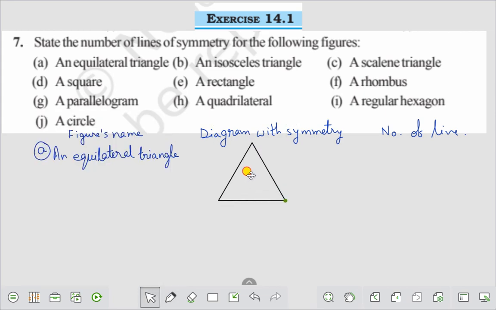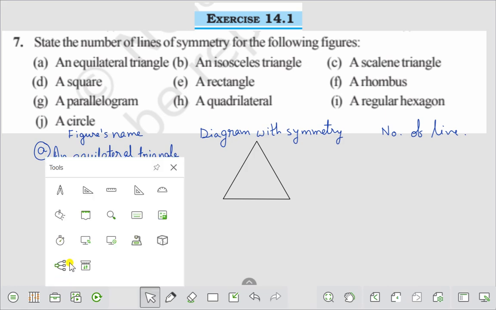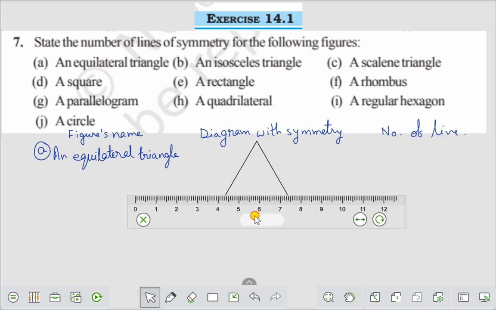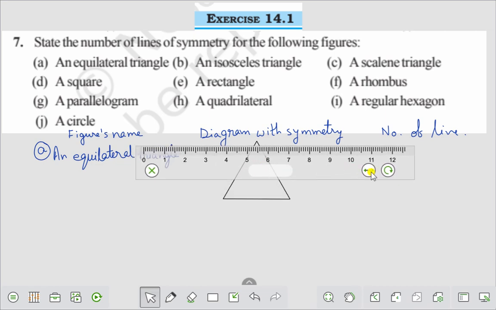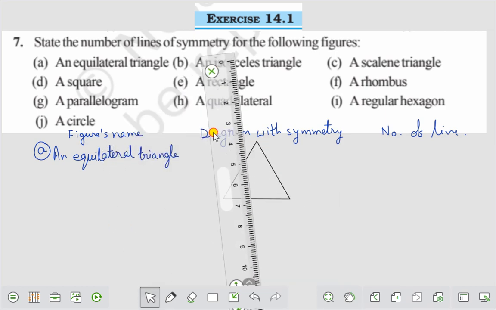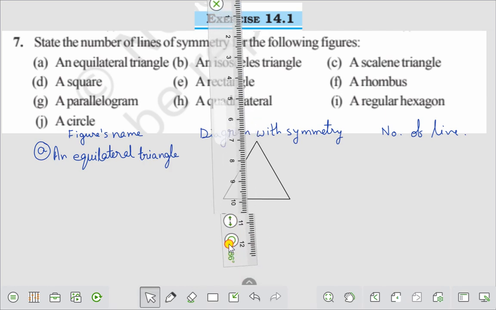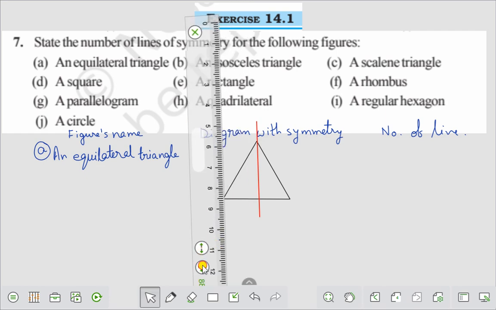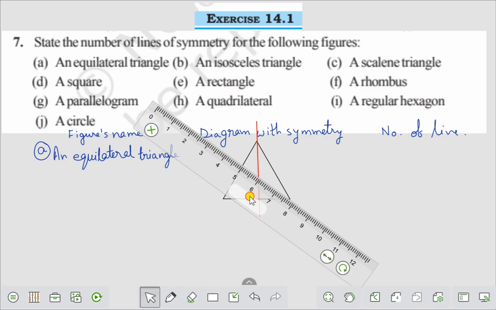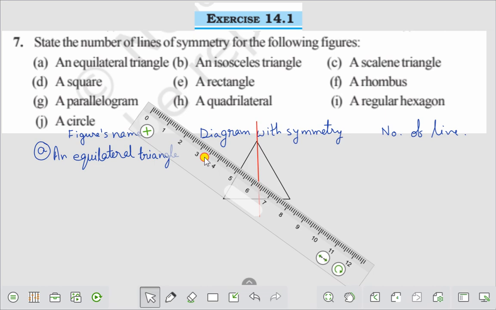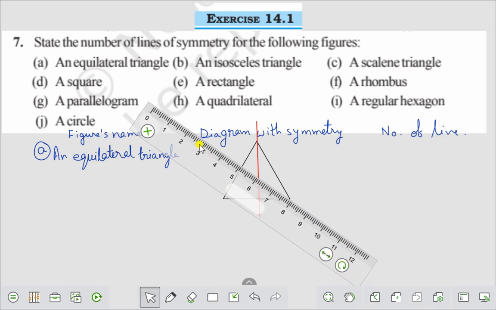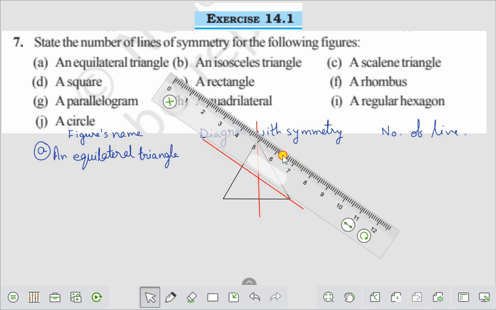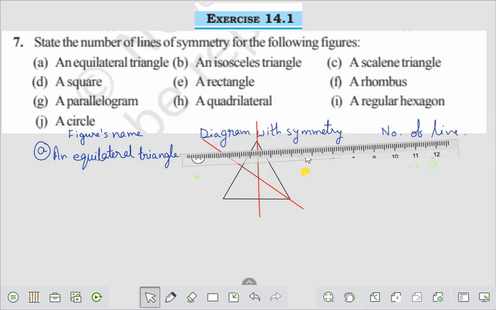If we make a triangle here, this is an equilateral triangle, and we can draw the symmetrical lines with the help of a scale. Let us draw the symmetrical lines. The first line is the vertical line, this is one symmetrical line. And the second symmetrical line can be drawn in this way, that is another symmetrical line. And here also you find another symmetrical line.